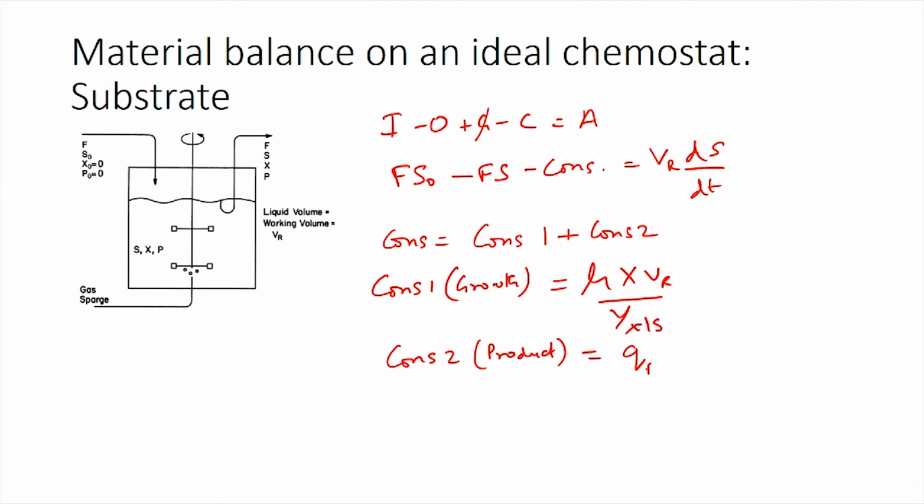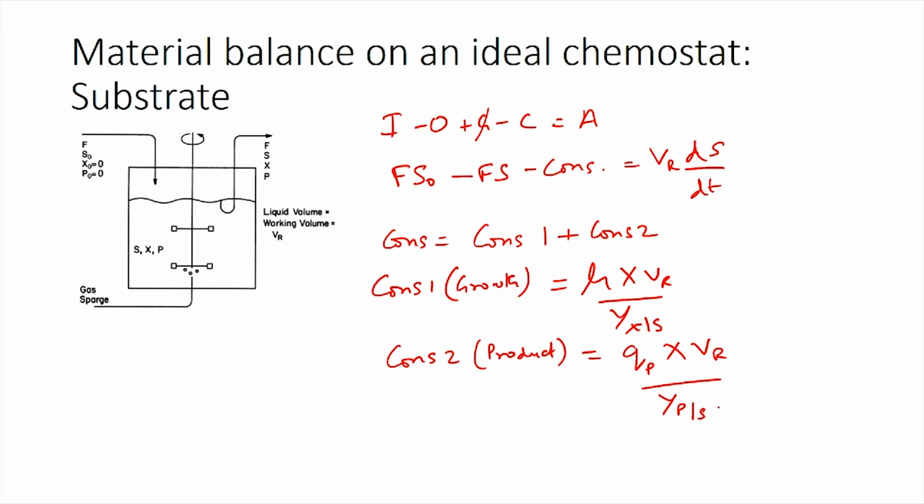So, the second consumption, which is for product formation, can again be written in similar fashion, which will be Qpx Vr divided by Yps, where Qp is the specific product formation rate and x is the biomass concentration. Qp times x will give you the product formation for the growth associated products, and you have Vr multiplied to get the total amount of such products being formed, and Yps is the yield of the product per unit substrate being consumed. So, thereby we can convert this into the amount of substrate which is consumed during the product formation.